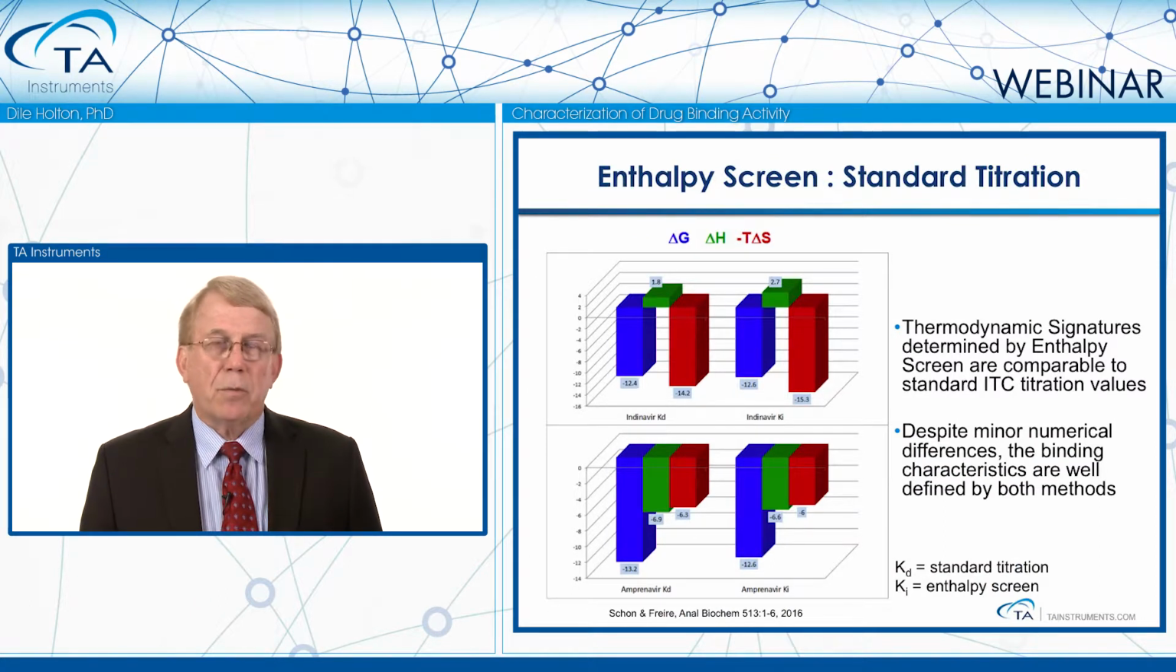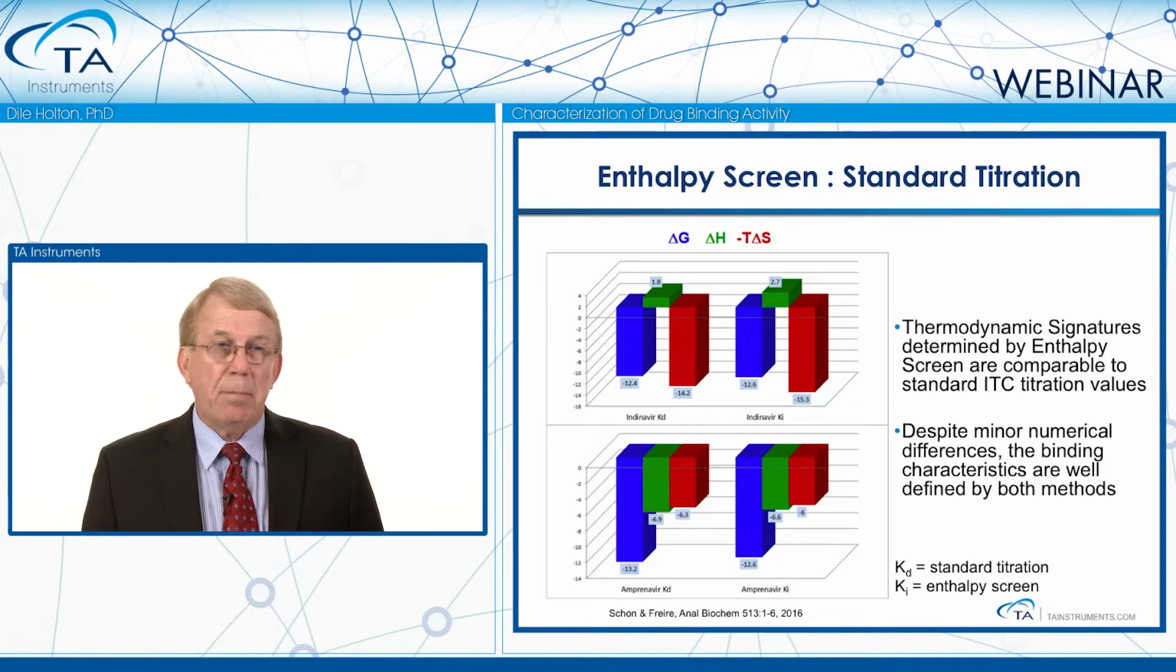The idea that the enthalpy screen value is the same as what we might get with a standard titration is shown in these 2 graphs. This is extracted from the most recent Analytical Biochemistry publication from Johns Hopkins University by Ernesto Freire and Arnie Schoen, showing that if you look at the 2 examples shown, the ones using KD on the left-hand side are the thermodynamic signatures determined by using a standard titration. And the 2 graphs on the right-hand side of each one, as you'll see, were determined by an enthalpy screen.